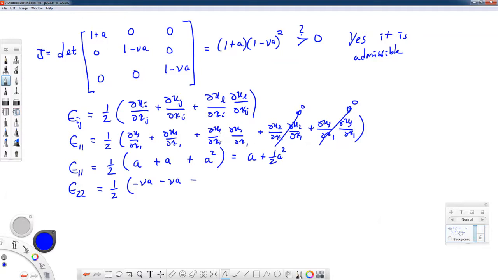And then we have u1 with respect to x1, u1 with respect to x2, u1 with respect to x2, which that term is 0. And then we have u2 with respect to x2 times u2 with respect to x2. Now that is going to be a plus nu squared a squared, which is going to give us minus nu a plus 1/2 nu squared a squared. And if we do the math, we will see that because of the nature of the displacement field, we'll get the exact same value for epsilon 3,3.